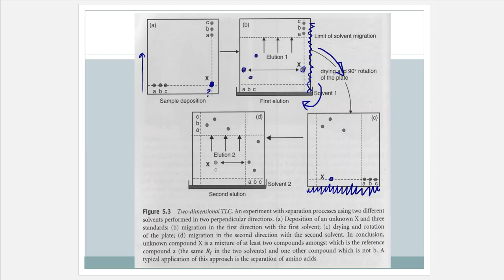But maybe this time I know that that X is a little more complicated than what I thought it was originally. So what happens here is that I could actually change the mobile phase, and I could do it drastically. Doesn't matter.